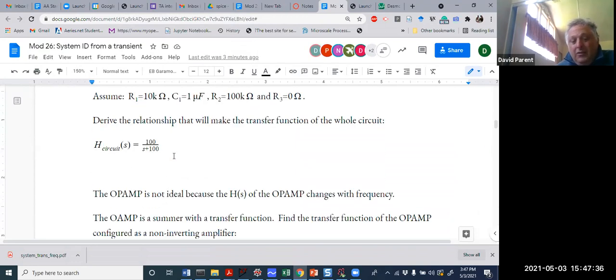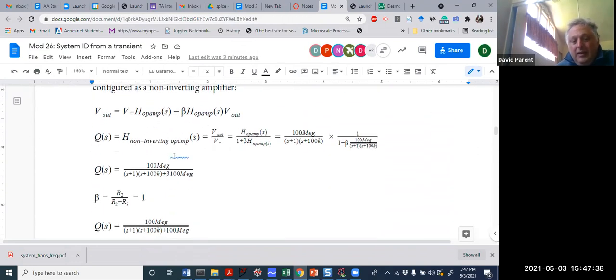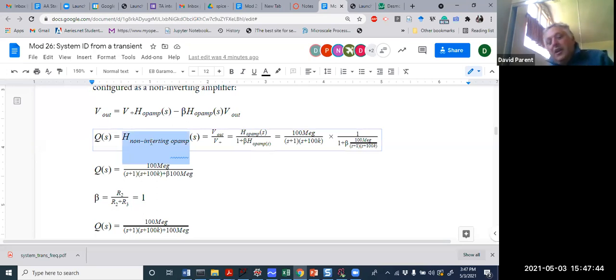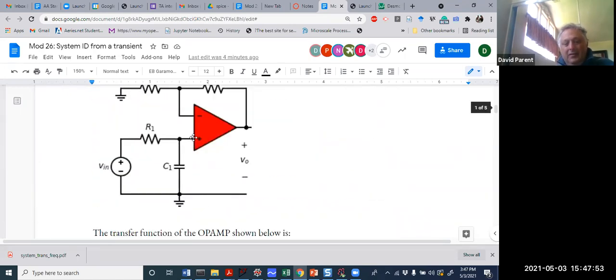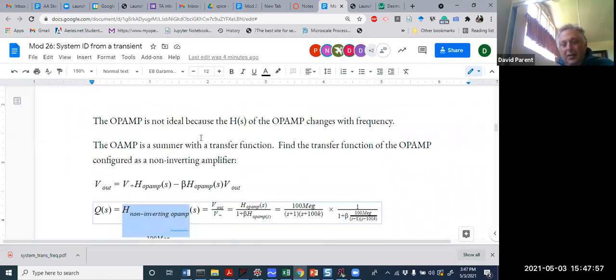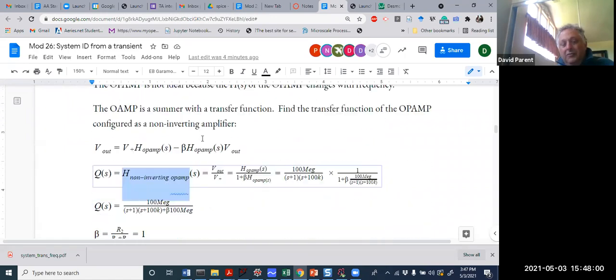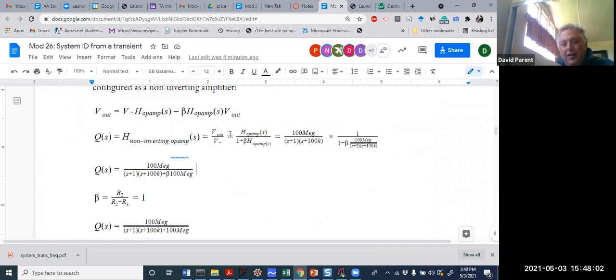All right. So you got to come up with a Q of S, or you could call it the H of the non-inverting op amp, right? And that would be V out divided by V plus, right? Because that's V plus. That would be the Vx. But I converted it into a system flow diagram, and I just write it out, the HS of the op amp over 1 plus beta, HS of the op amp, such and such.